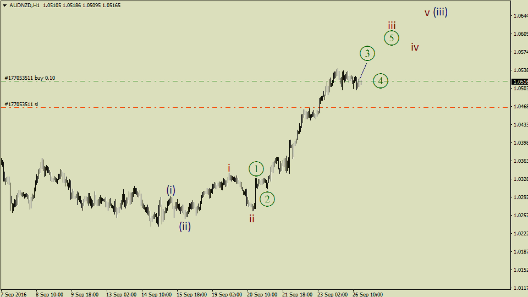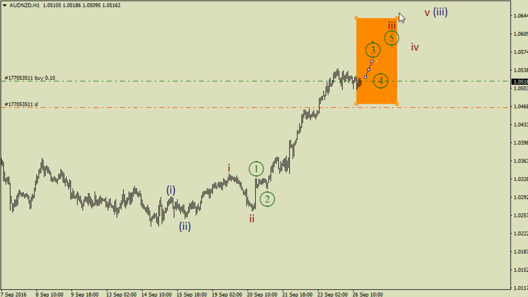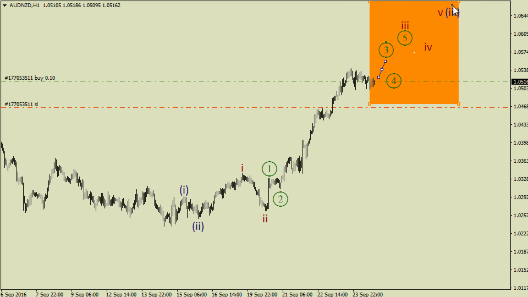I've just bought Australian dollar versus New Zealand dollar because we've got an extension in the third wave and there is an opportunity to have one more bullish impulse. So I'm going to trade this possible price movement in this wave 3.